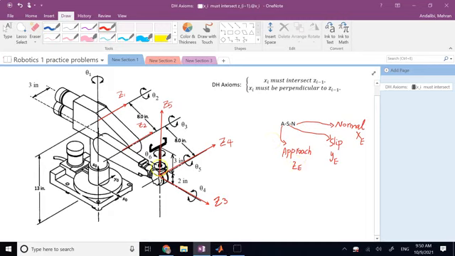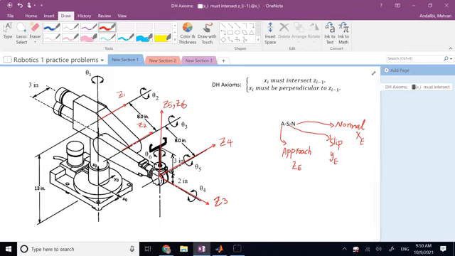So Z's approach, if that's the case, approach of the gripper toward the object is going to be the same as Z5. So I can say Z5 is also the same as what? Z6. They are on the same line at the moment. Okay, so these are our Z's.